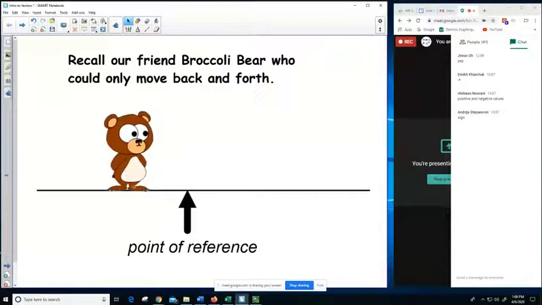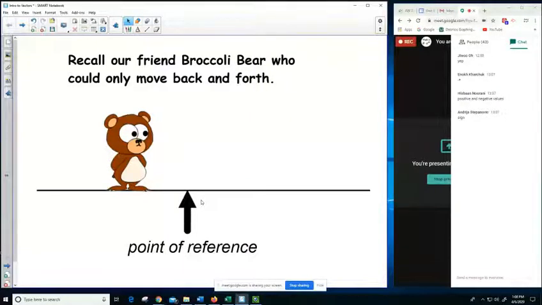So in other words, anything that has to do with Broccoli Bear's position and motion can all be described using the real number system. You can think of this as a number line, and this is 0, and everything can be described using real numbers, with positive and negative representing this idea of direction.